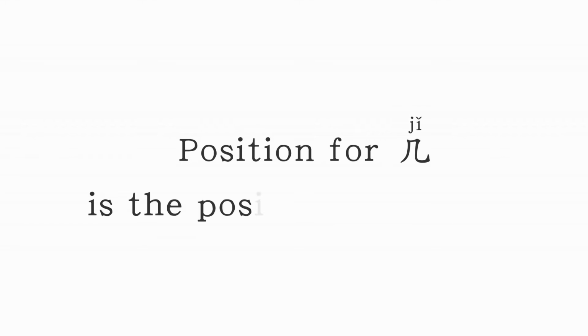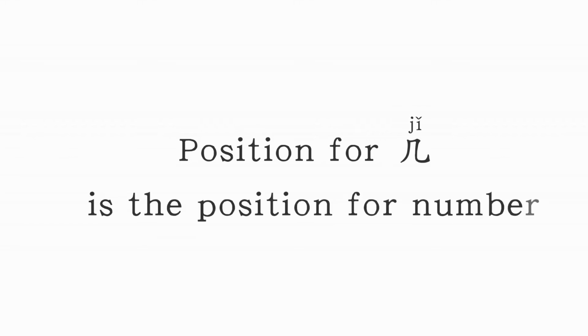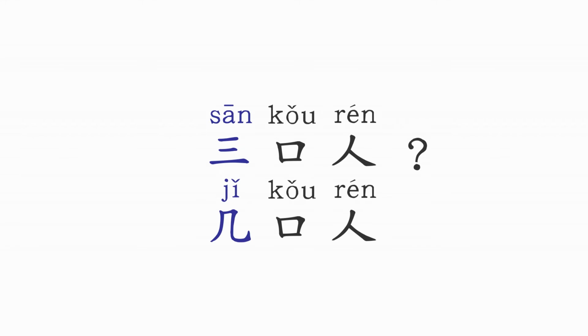So as we know, the function for this word 几 is to ask for a number. So we don't really put this at the beginning of the sentence. I will put it where I normally put the number. Let's say 3 and then family members, I will say 3口人, yeah? Now I don't know the number, so I want to ask for it. Then where should I put the word 几? I will put it right in this place for number, which is 几口人.